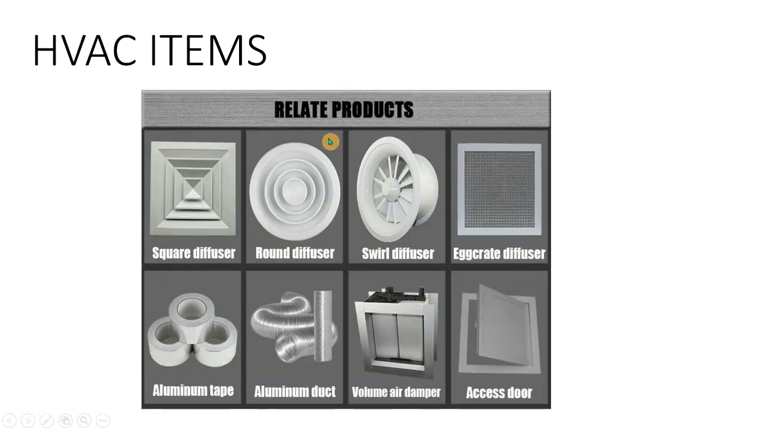The next one is air distribution products. We have a different variety of air distribution products. We can see square diffusers, round diffusers, swirl diffusers, egg crate diffusers, then access doors. Access doors are also mandatory when it comes to ducts, in order to access if there are any maintenance issues. Then aluminum ducts, volume air damper, we have seen this already. Then aluminum tape. Apart from this there are some other air distribution products as well, but mostly these are the ones commonly used.